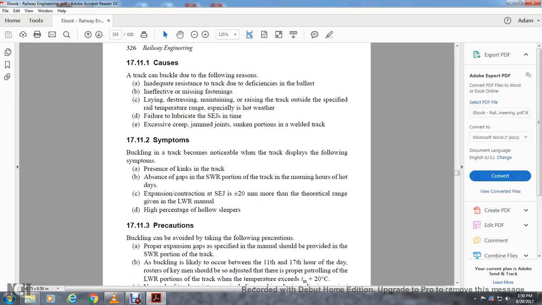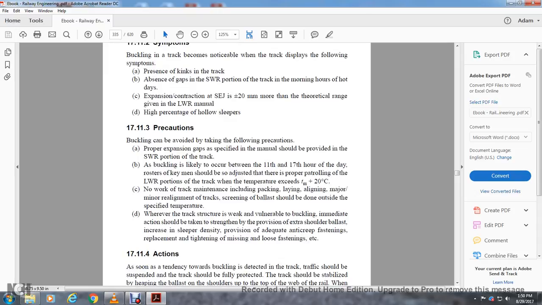17.11.2 Buckling track may be noticed by the track displaying the following symptoms: presence of a kink in the track; absence of gaps in the short welded rail portion of the track in the mornings or during the day; expansion or contraction at switch expansion joints with a plus or minus 20 millimeters more than the theoretical range for the given long welded rail manual.